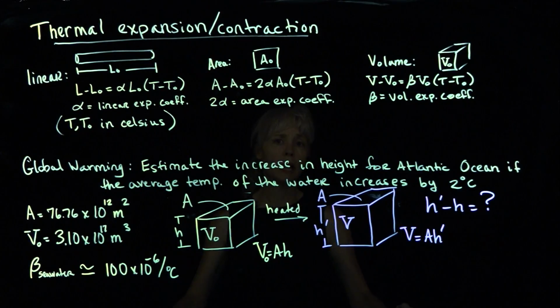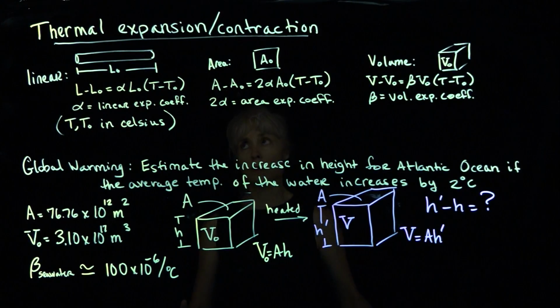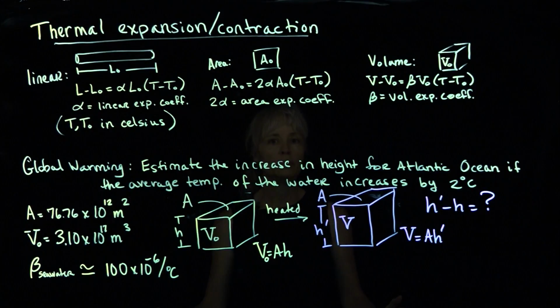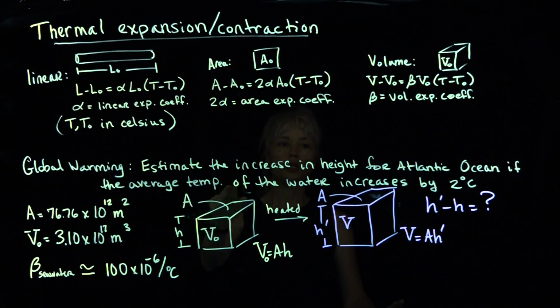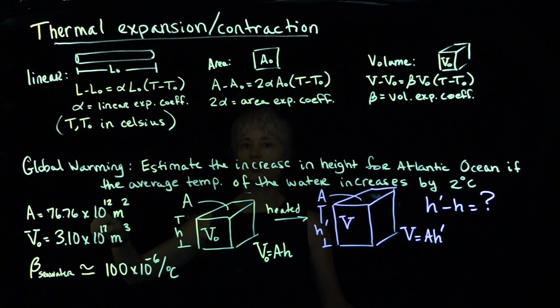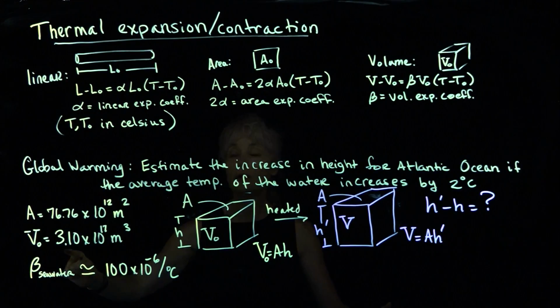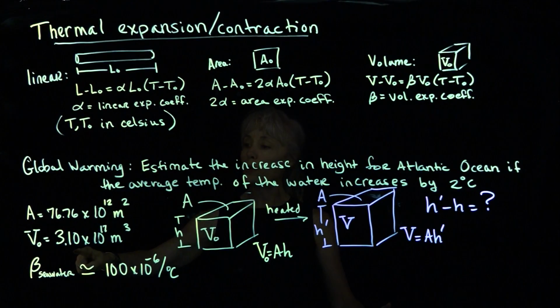So now let's just apply this thermal expansion concept to a real world issue, which is what's going to happen with global warming and the ocean rise. So estimate the increase in height for the Atlantic Ocean if the average temperature of the water increases by 2 degrees C. So what I've written down over here, and just through a little Google search, the area of the Atlantic Ocean, 76.76 times 10 to the 12 meters squared. That's the surface area of the Atlantic Ocean. And then the volume of the Atlantic Ocean is 3.10 times 10 to the 17th cubic meters.